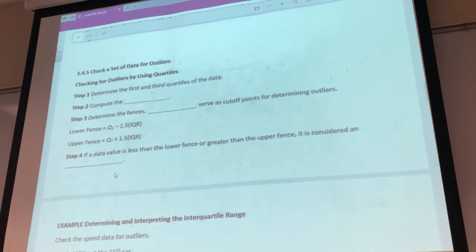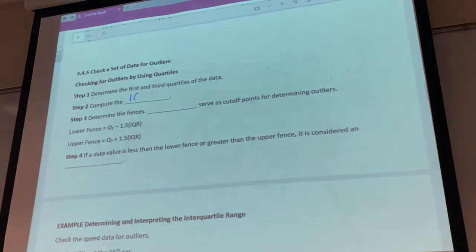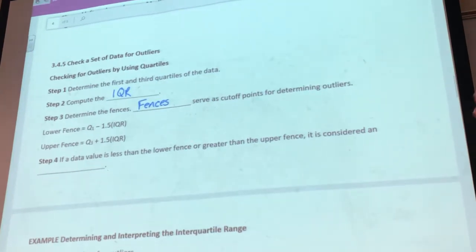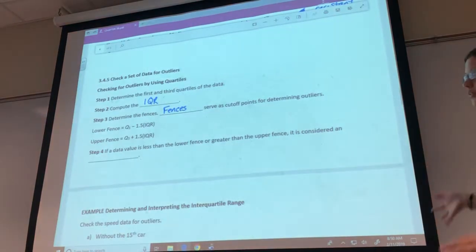So the first thing we're going to do, once we figure out the first and third quartiles, is compute the interquartile range, just like we did previously. And then step 3 is we're going to determine what are called fences. Fences are going to be our cutoff points. If they're inside the fences, they're okay. If they're on the outside of the fences, then they are outliers.